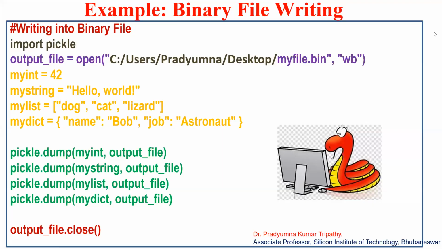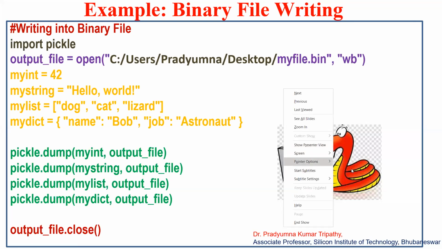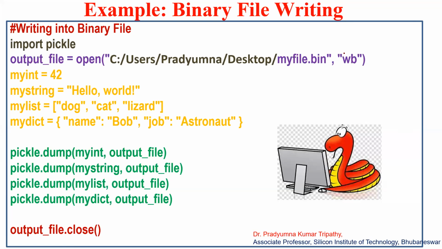Just look over here. To open a binary file, the mode that you will use over here is the binary mode. In the binary mode, you have to write a B over here. This B stands for binary mode. That means we want to open a file for writing, and that file is opened in binary mode.